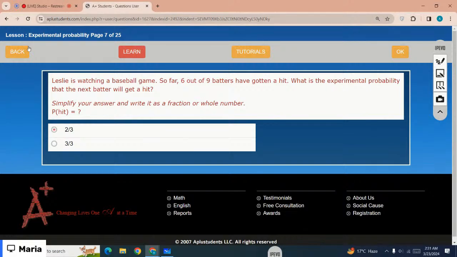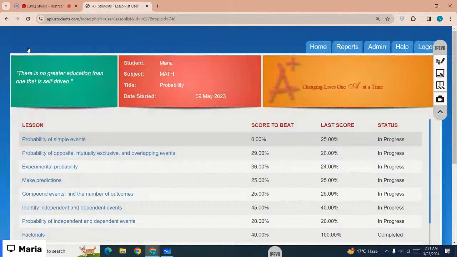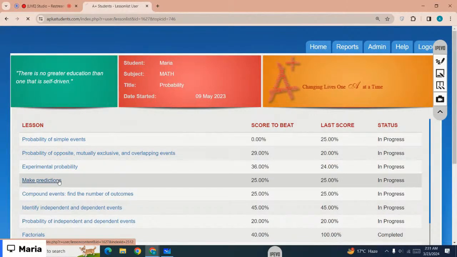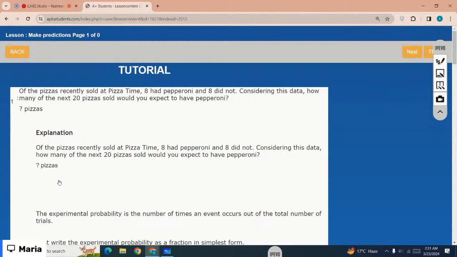Okay, you can complete the lesson by yourself later today. Let me just move on to the next lesson. And the next lesson is make predictions.